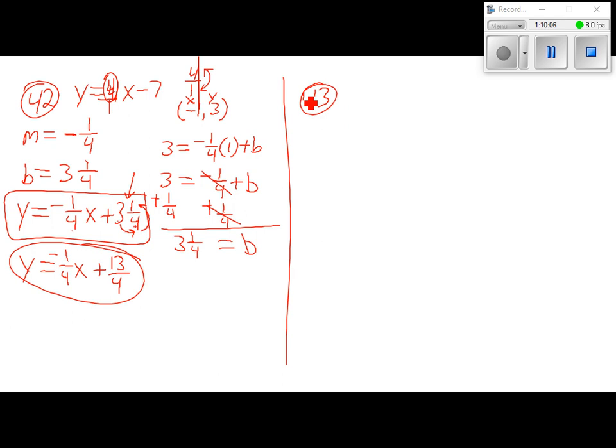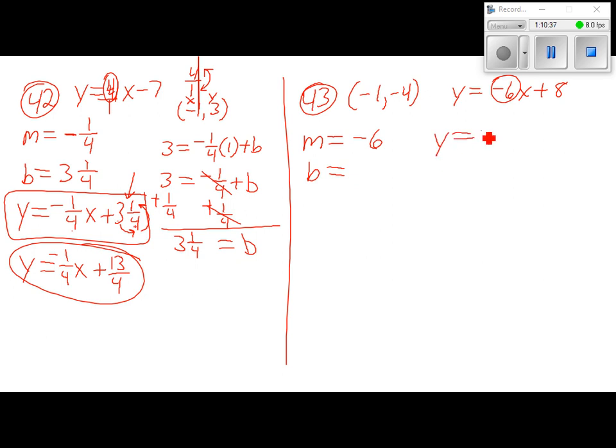43, write an equation of a line passing through the point, so it goes through the point -1, -4, and it's parallel to y equals -6x plus 8. Well, the slope of this line is -6, so if they're parallel, the slope of our new line has got to be -6.